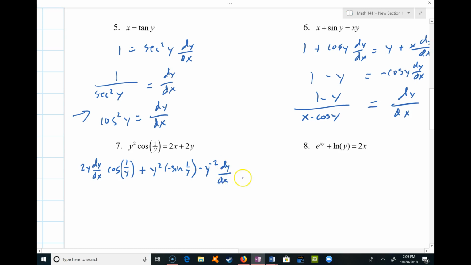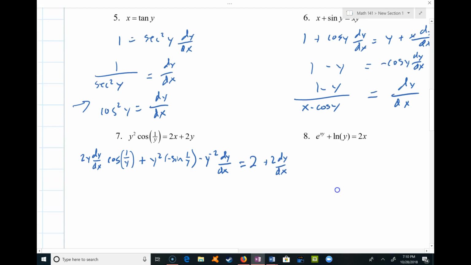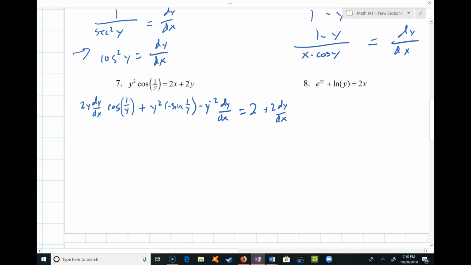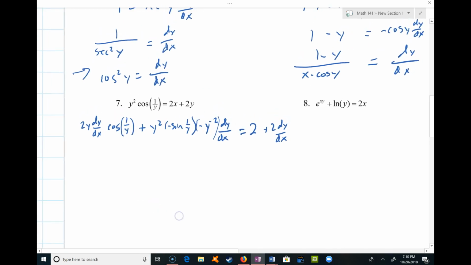So that's a little bit tricky. Then on the right side, the derivative of 2x is just 2. The derivative of 2y would be 2 dy dx. Now we have to get the stuff together, so let's see. The negative y to the negative 2 is being multiplied by y squared there, so those are going to just cancel each other out, which is kind of cool.